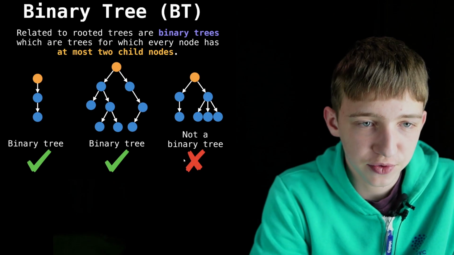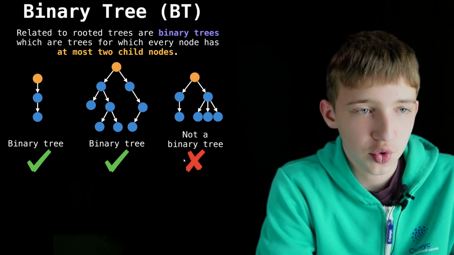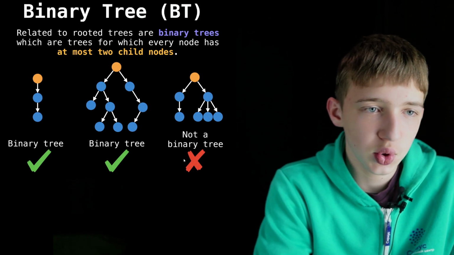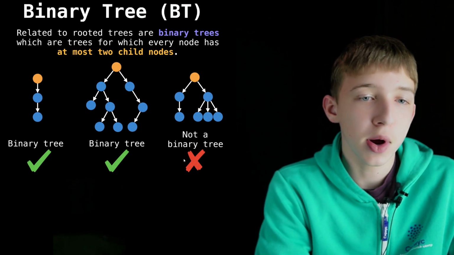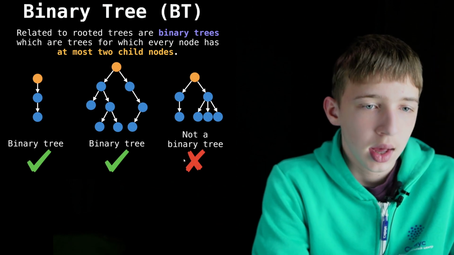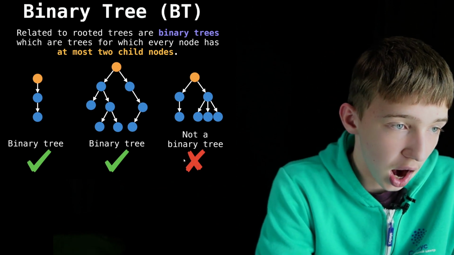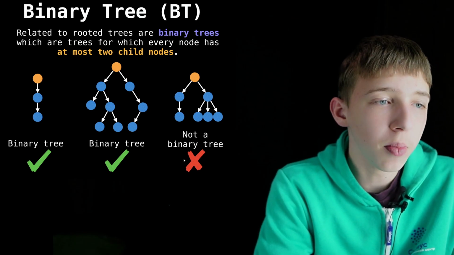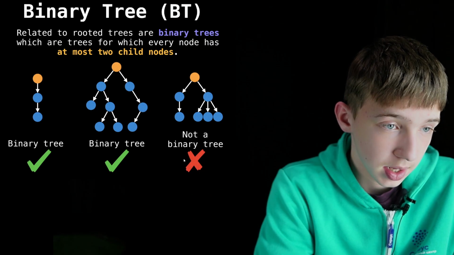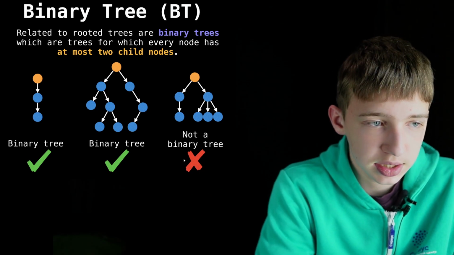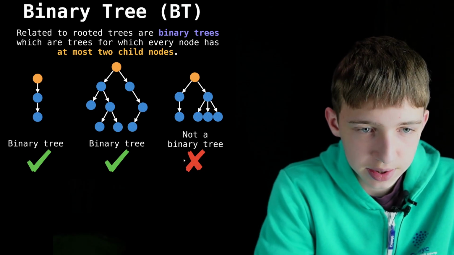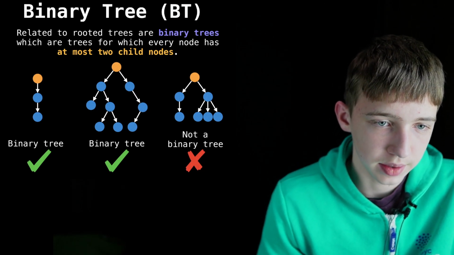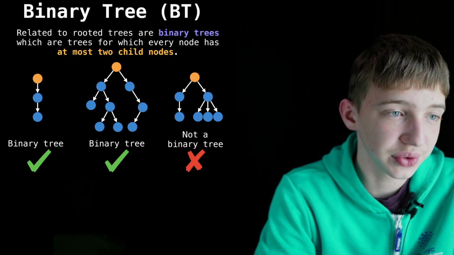And the next type of tree is a binary tree. So related to rooted trees, of course, these are binary trees. In this tree, each node has at most 2 child nodes. So these 2 trees are binary trees because each node contains no more than 2 child nodes. And the third one is not, because this right node has 3 children.